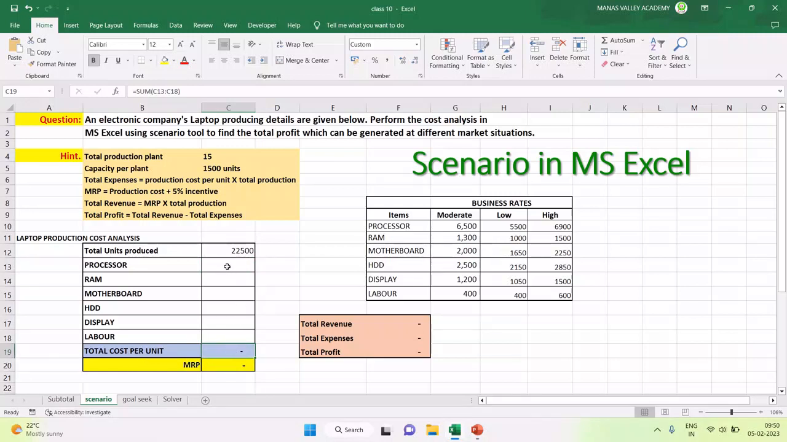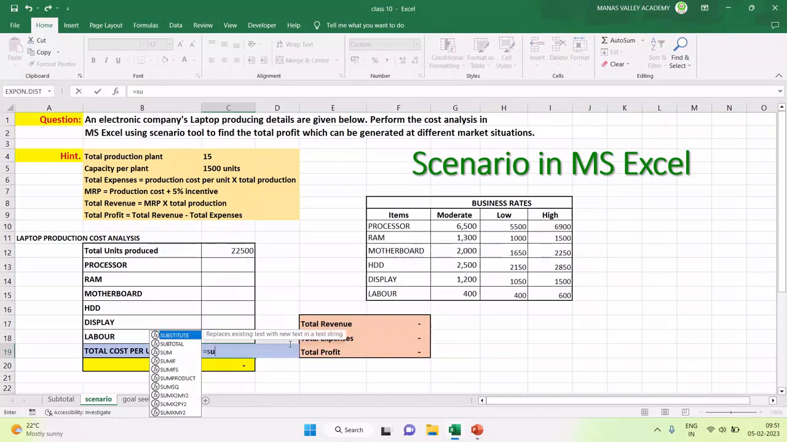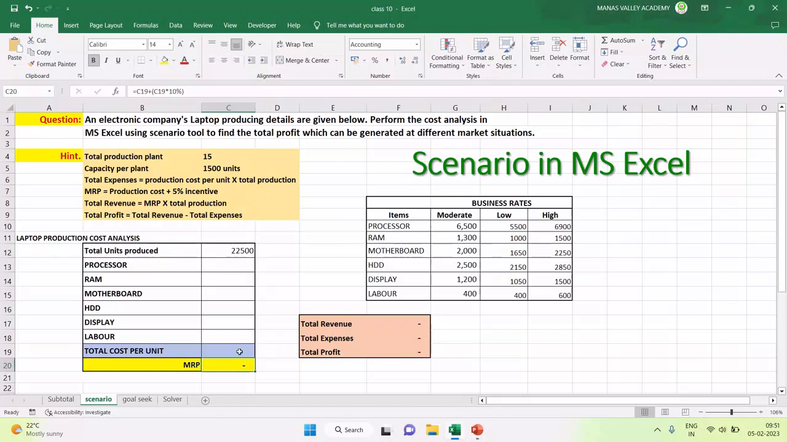The total cost per unit will be the sum of the expenses of all the different parts that you are purchasing, like processor, RAM, motherboard, hard disk, display, and labor. So adding all these expenses will show you the total cost. Here I will write a function called sum, and the cell addresses of these cells. So in this cell it will give you the sum of all the expenses. So it will become your total cost.